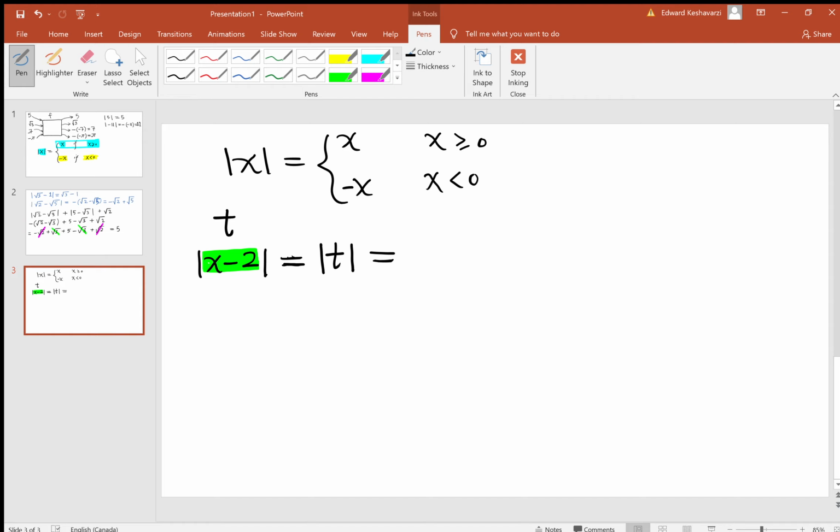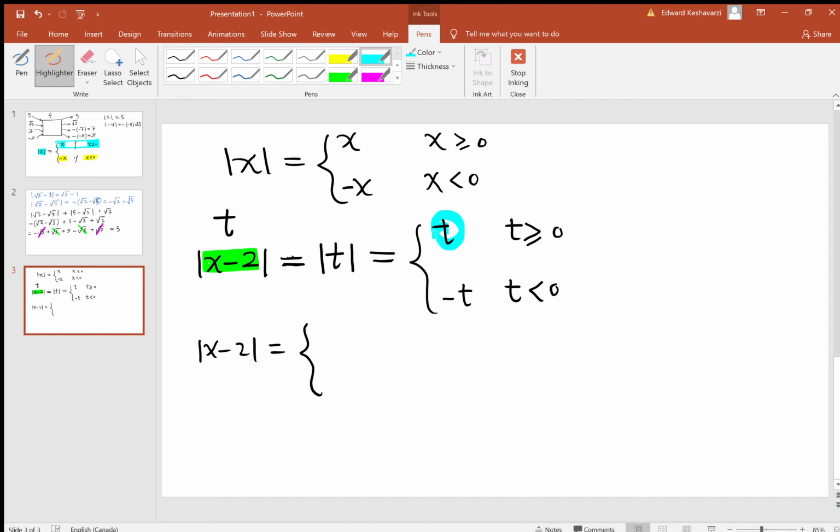Now what we have is absolute value of t according to the definition that you see on top of the page. It's going to be t for t larger than or equal to 0 and negative t for t less than 0. Now we need to replace t with x minus 2. Therefore, absolute value of x minus 2 is going to be, I'm going to replace this t that I made blue with x minus 2.